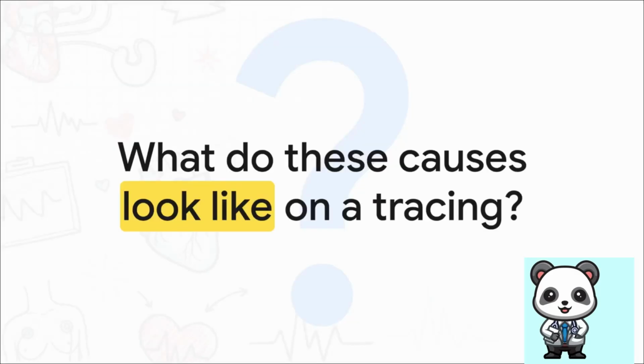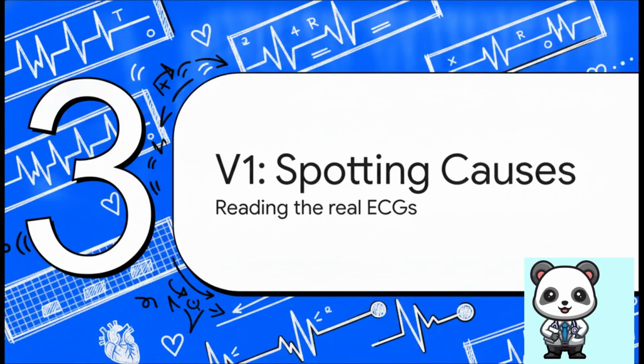So what do these actually look like in the real world? Because, let's be honest, memorizing a list is one thing. But as clinical learners, you have to recognize the visual patterns. If you're on a busy shift, you do not have time to go dig up a textbook. You need to know exactly what a PE or a posterior MI looks like the second it's staring you in the face. Section 3. Spotting the causes.